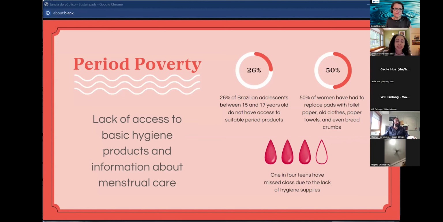So period poverty consists of the lack of access to basic hygiene products and information about menstrual care, causing thousands of women worldwide to use improvised materials, such as pieces of cloth, newspapers, plastic bags, and even breadcrumbs, affecting their physical and emotional health and their quality of life.